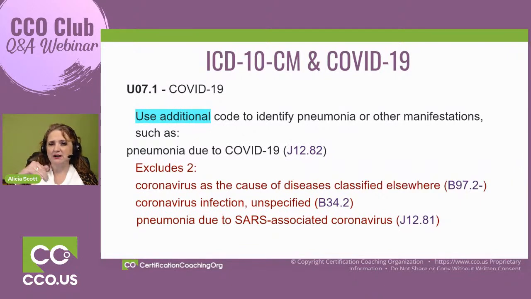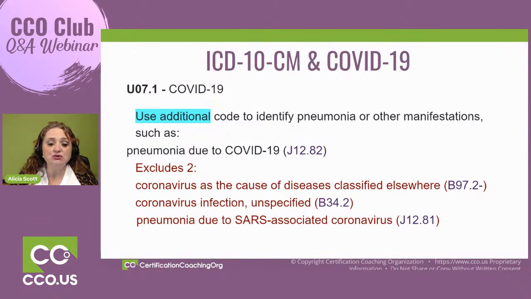Now, that's a current case of COVID, active COVID, tested positive. They develop pneumonia due to that. That'd be a J12.82. If it's after COVID, that's a different code.